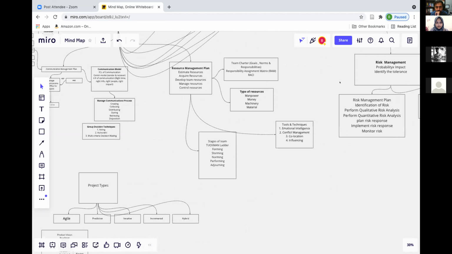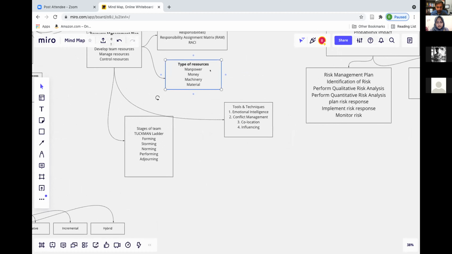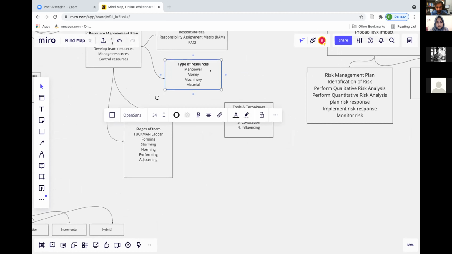We also talk about the types of resources, because it's not only human resources, but also material resources, which cover manpower, money, machinery, and materials. Then a very interesting topic, which is the stages of the team, where we focus on the Tuckman ladder, where the team starts at the forming stage, then storming, norming, performing, and adjourning.